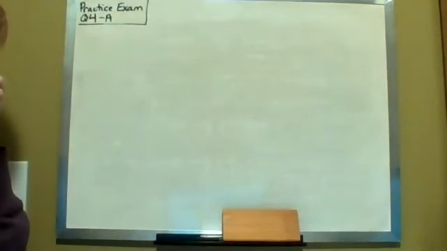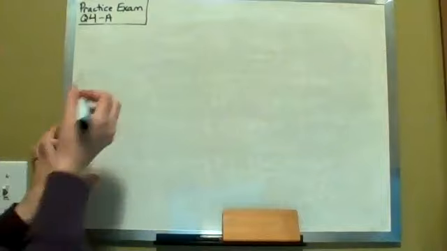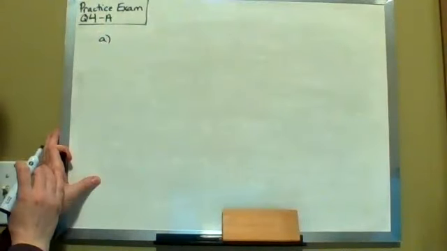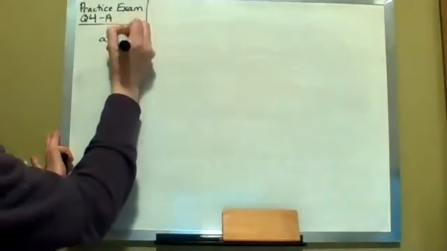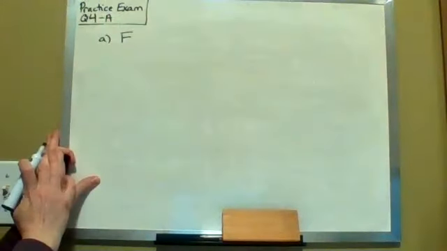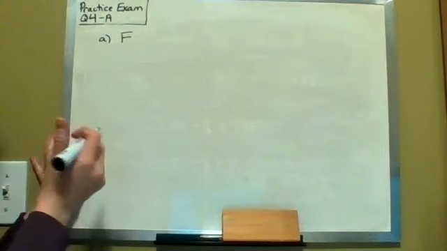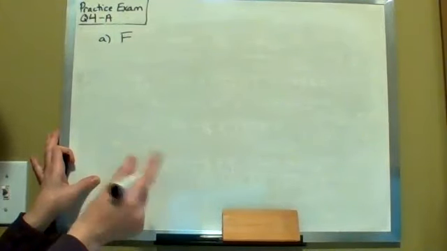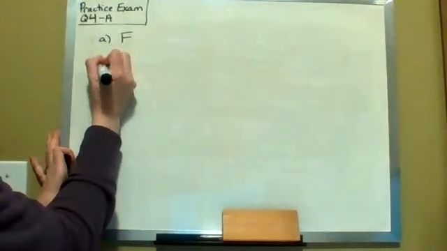Hello everyone, this is question 4A on the practice exam. This asks you to just determine whether each statement is true or false. So the first one says all spontaneous reactions occur quickly. This is false. Remember, spontaneity has to do with thermodynamics and rate of reaction has to do with kinetics, and they are not entwined at all.